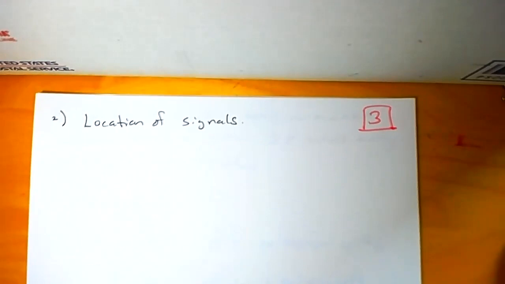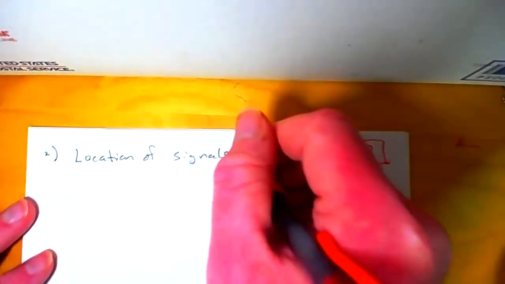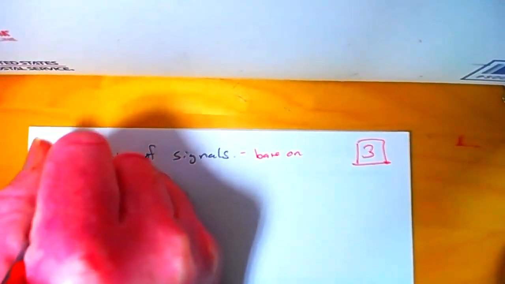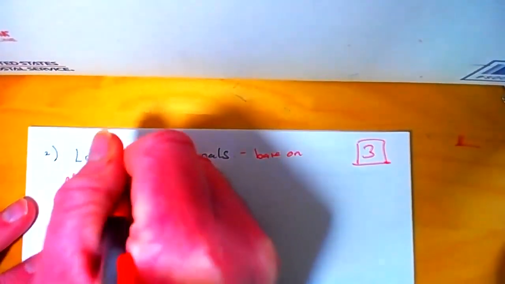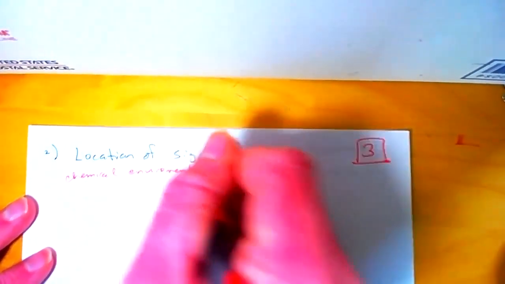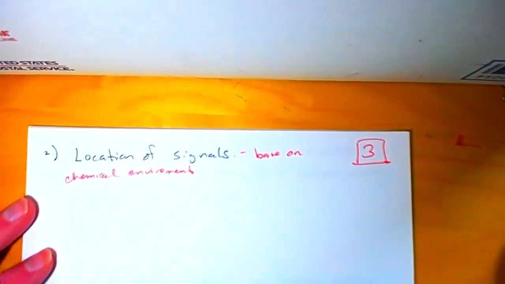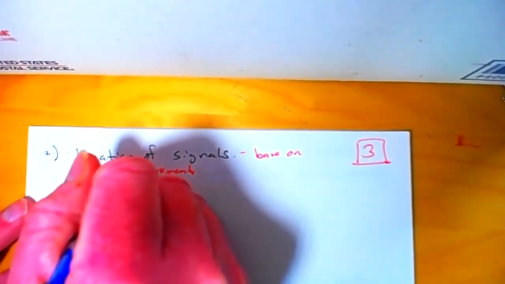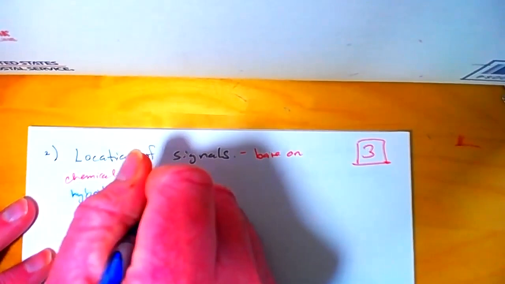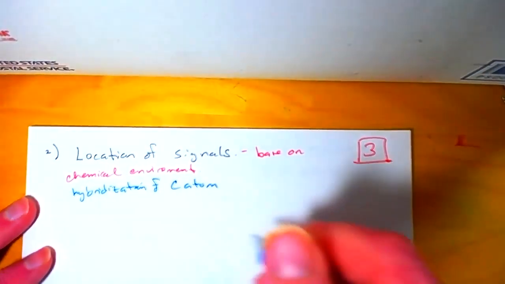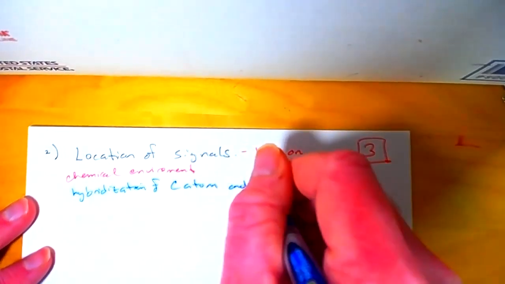So it turns out that the location of the signals is pretty much based on chemical environment. It's based on chemical environment. And what I'm talking about there in particular is hybridization of the carbon atom that the hydrogen atom is attached to, and electronegative elements.